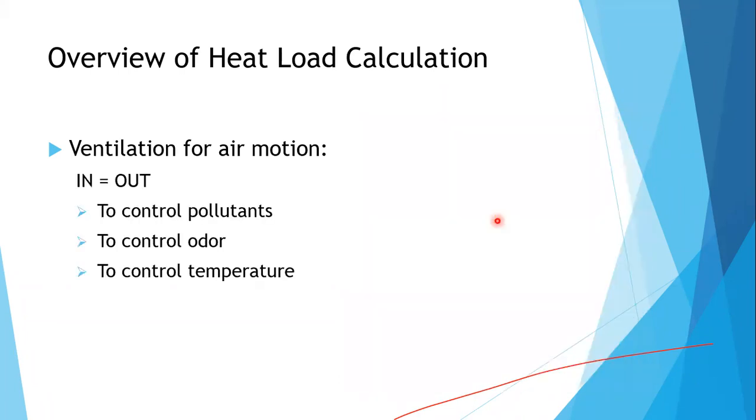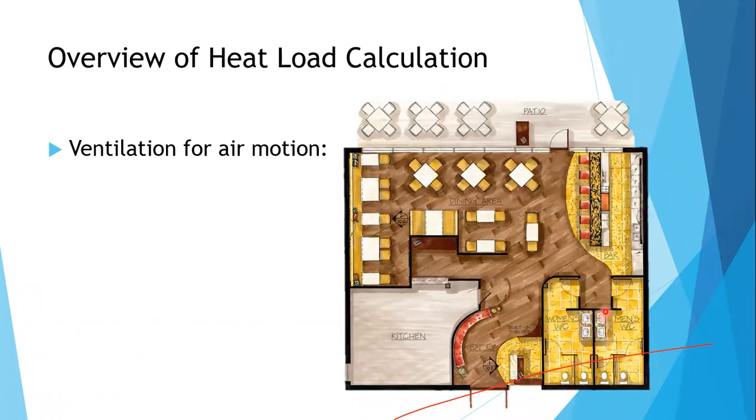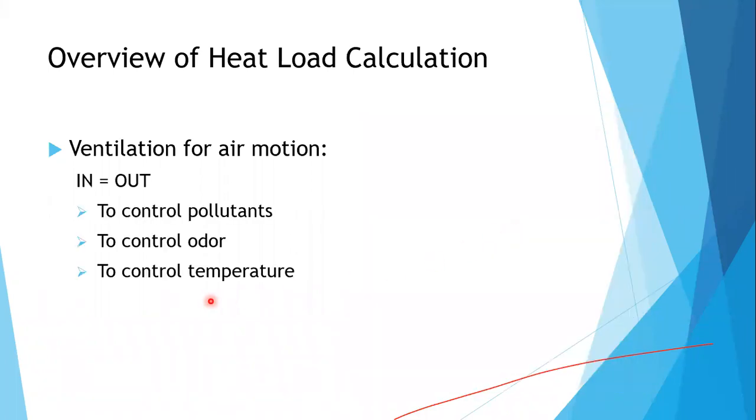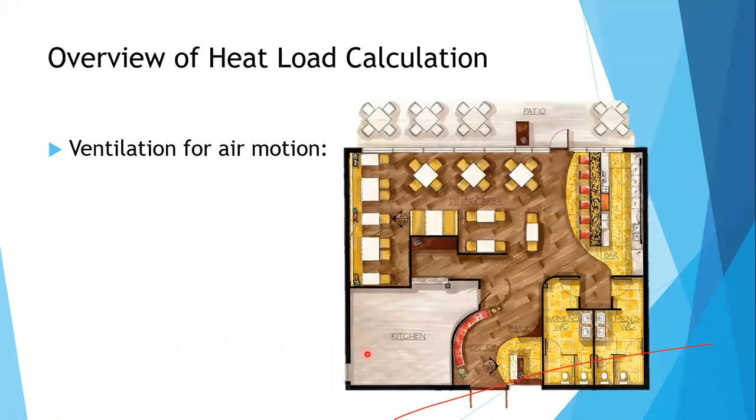Those are some of the pollutants. Odor, the foul smell from the toilet, of course, you don't want it to go into the dining area. And temperature, of course, the hot air from the kitchen, you also don't want it to go to the dining area. So that the people in the dining area will have a wonderful experience. They don't have dust from the outside, they don't smell the foul smell from the toilets, and they don't feel hot from the burners inside the kitchen, right?